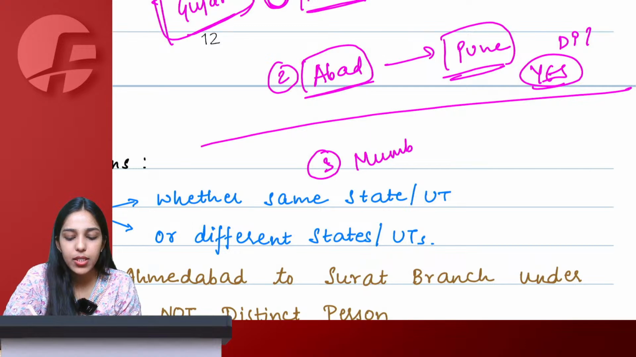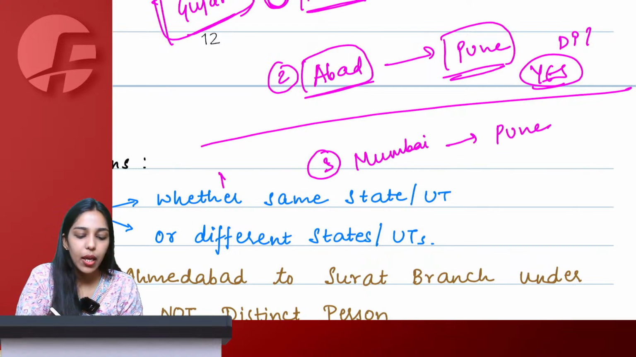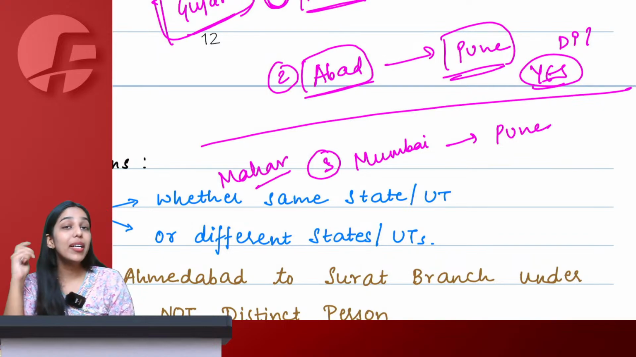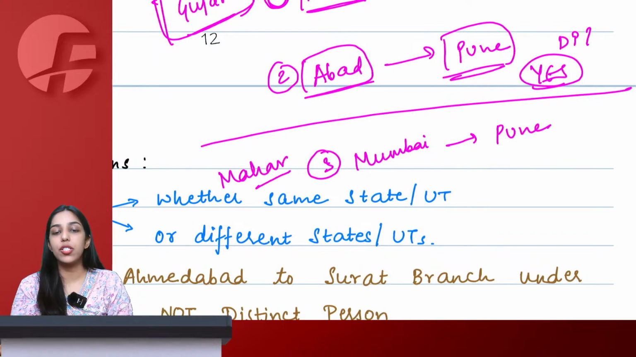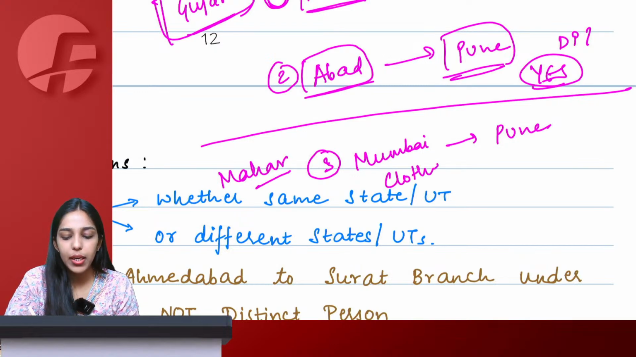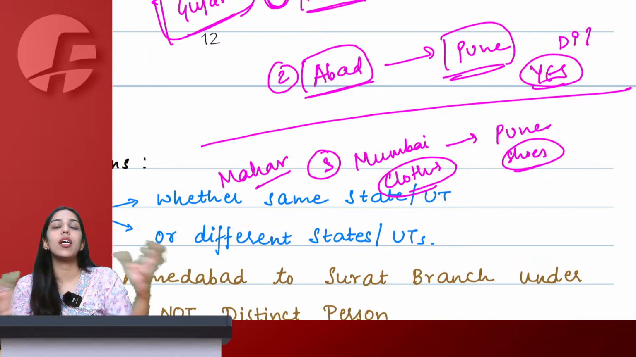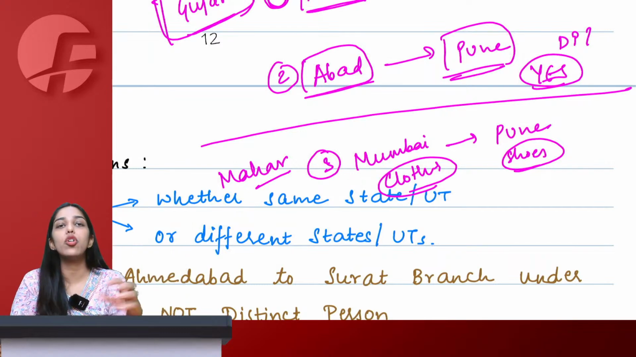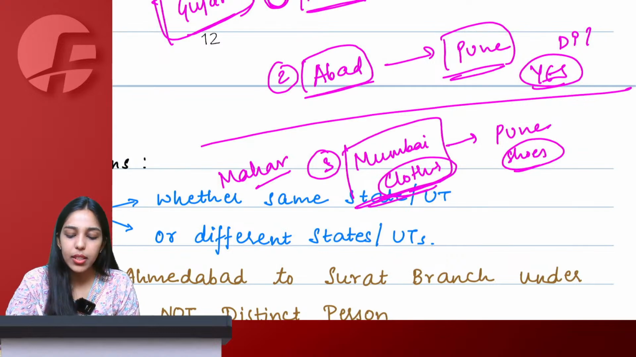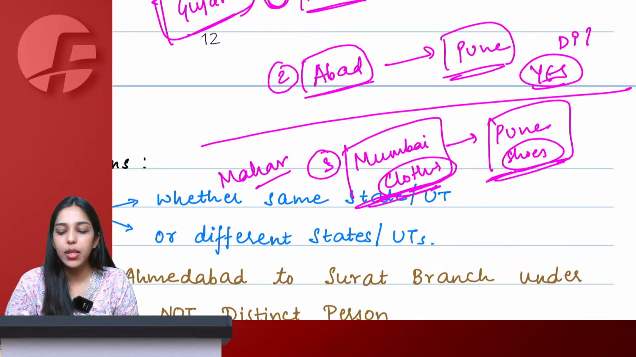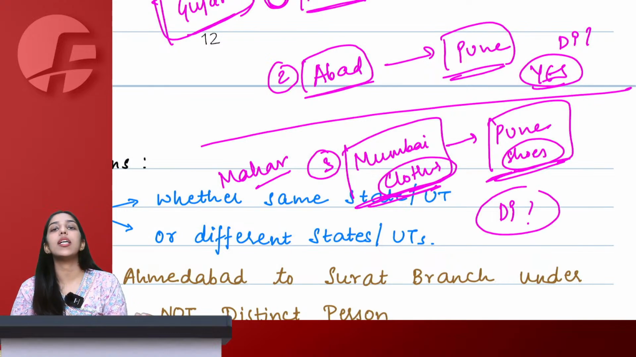Let's say point number 3. I am transferring some stock from Mumbai to Pune. Again, Mumbai as well as Pune, both are in Maharashtra. But I have taken voluntary separate registration. I sell clothes in Mumbai, I sell shoes in Pune. I did not want to mix the accounts, the returns and everything. Therefore, I voluntarily took separate registration in a single state only. I am separately registered in Mumbai, I am separately registered in Pune. Now distinct person, say yes or no.